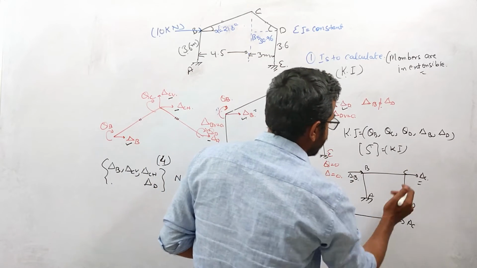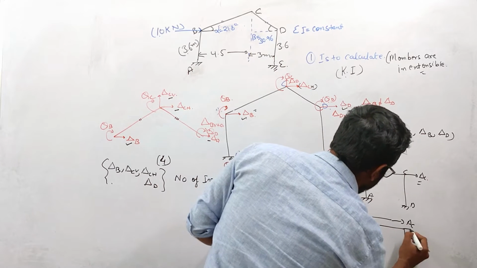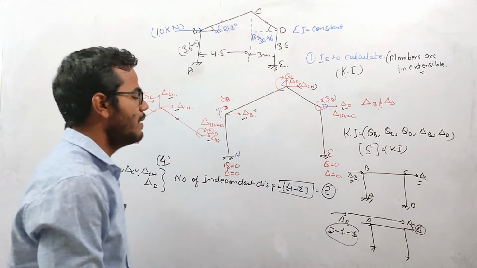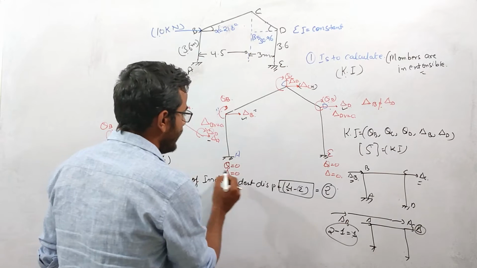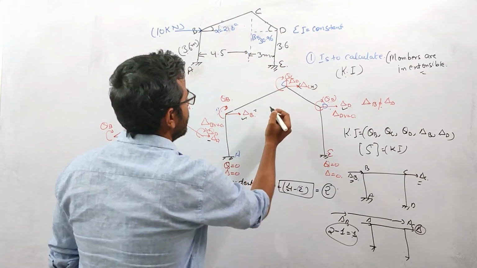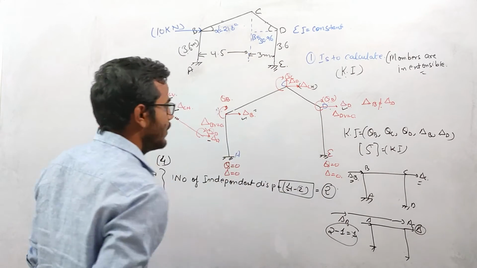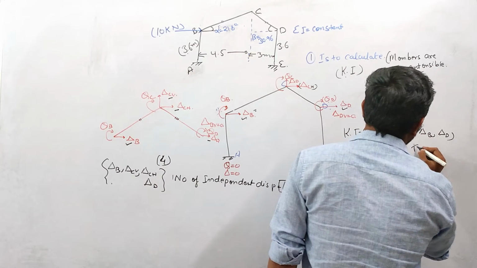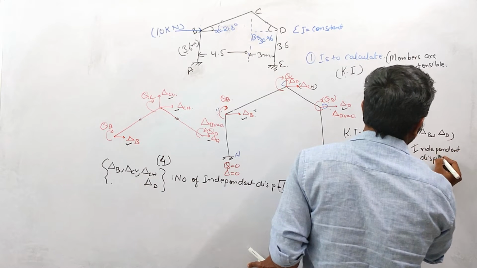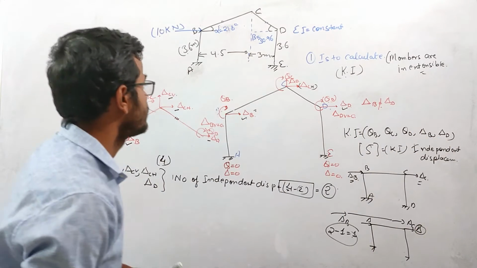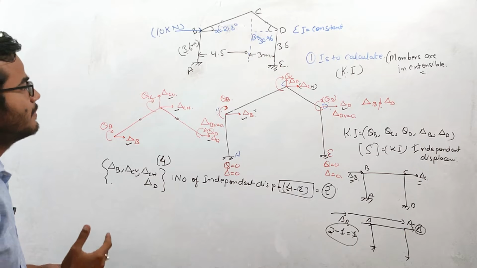So this delta B and delta C we can represent with the help of a common displacement, which is delta, because this member is inextensible, right? Same concept: by using the property of an inextensible member, we can write these 2 displacements in terms of these independent displacements. So basically these are our independent displacements, which is equal to the kinematic indeterminacy, right?